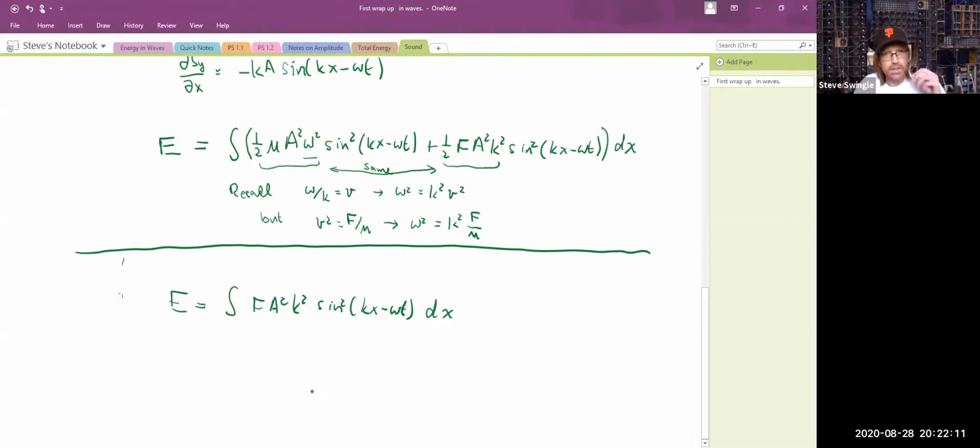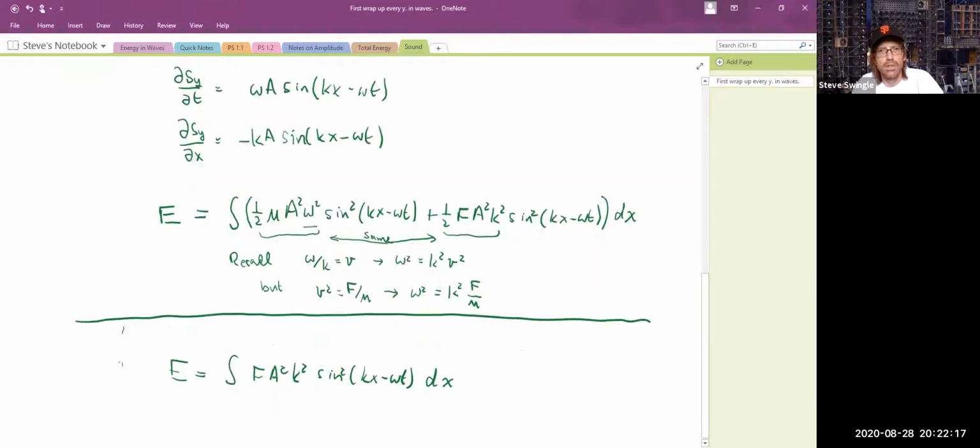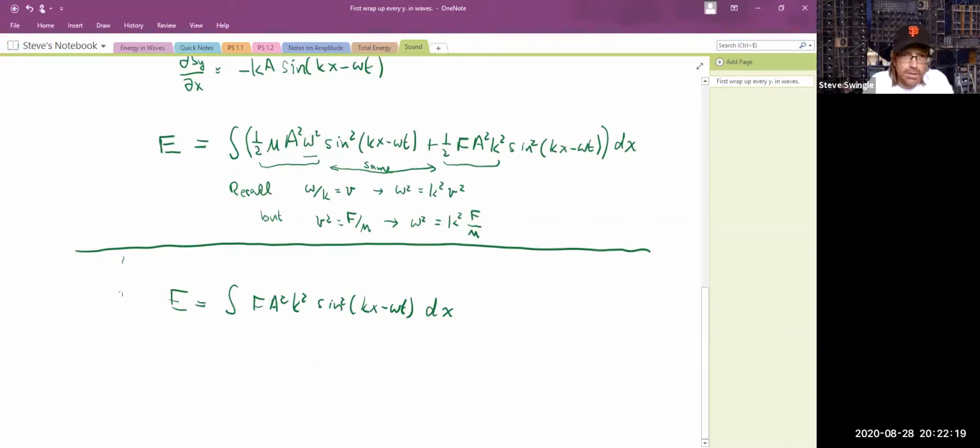Energy is basically conserved. Try that harmonically. Okay, I could also go from 0 to lambda or something like that. So this would be the total energy in one wavelength.